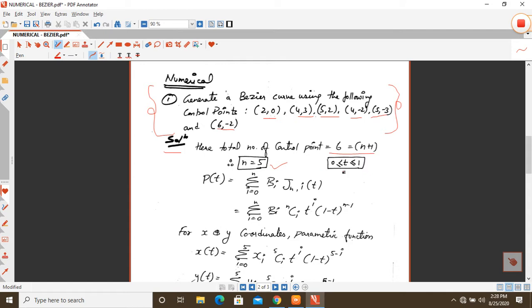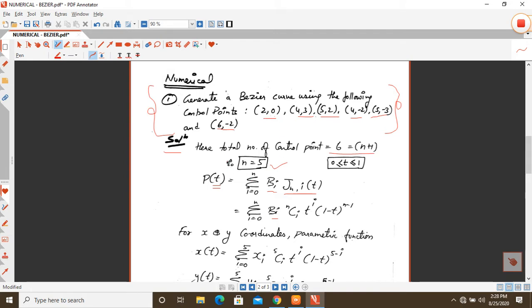Now for t greater than or equal to 0 and less than or equal to 1, t is the parameter. The formula for the Bezier curve is P(t) equals summation i equals 0 to n of B_i J_{n,i}(t). Here J_{n,i}(t) is the blending function, B_i is the positioning of control points, and i varies from 0 to n. This J_{n,i} is expanded as nCi t^i (1 minus t)^(n minus i). In this problem we have 2 dimensions, x and y.